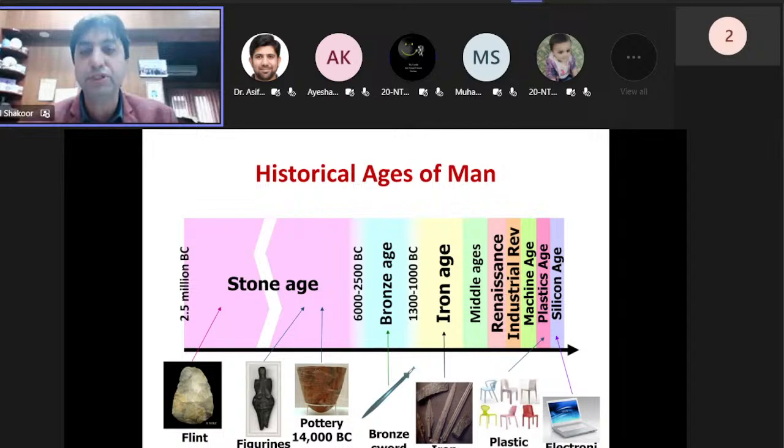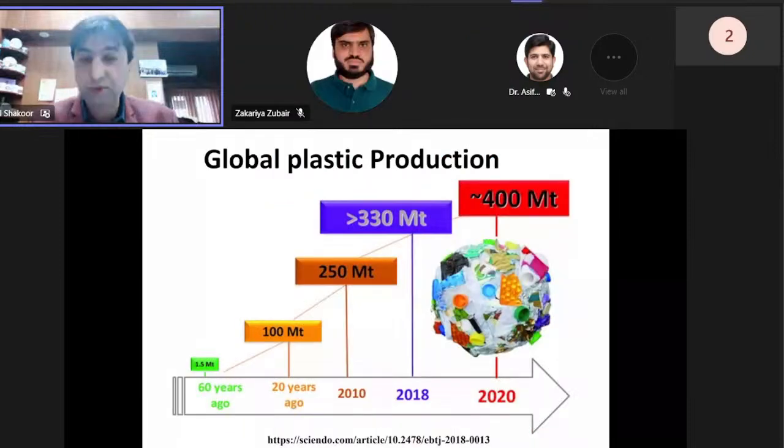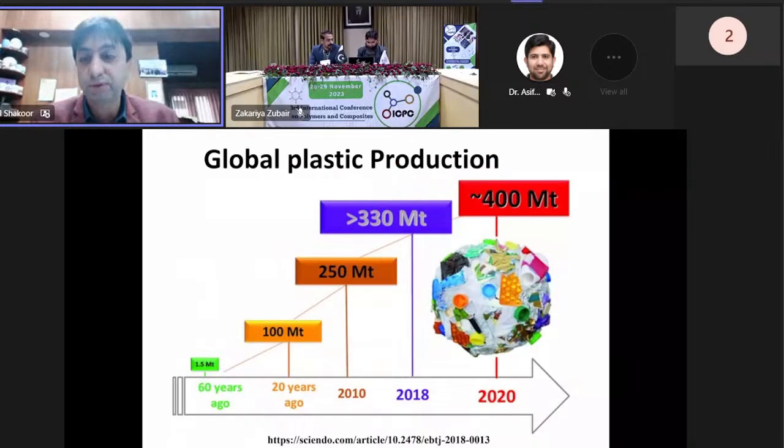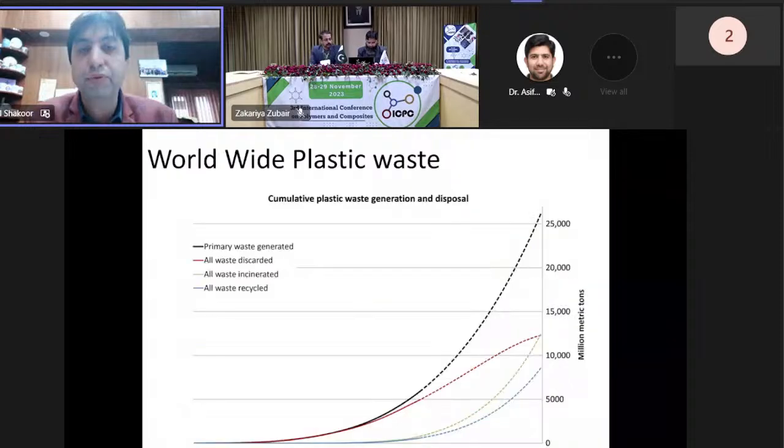There are different types of material around us, and when we went into the plastic age we saw a huge global production of plastic. But the problem is that with worldwide production, waste is also generated. Some waste is discarded and some is incinerated. Yesterday one of the keynote speakers talked about this, and if I quote his figure, only 10% of the material waste is being recycled.